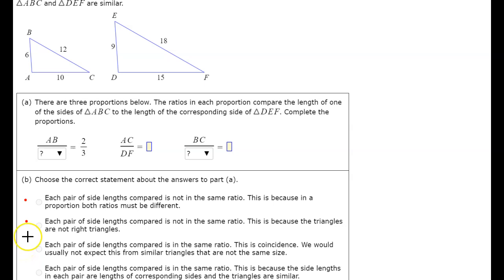Each pair of side lengths is in the same ratio. This is a coincidence. We would usually not expect this in the form of similar triangles. That's not true, you guys. We would always expect that. So the last part, each pair of side lengths compared is in the same ratio. That was a tough one for me to read, you guys. Bear with me on that. This is because the side lengths in each pair are lengths of corresponding sides, and the triangles are similar. That is absolutely true.